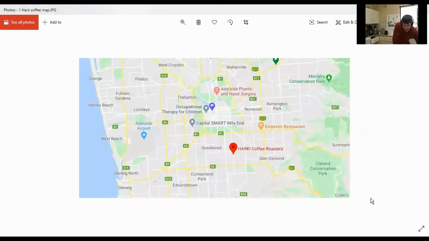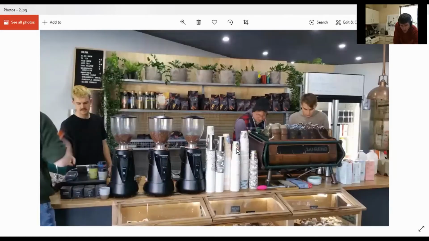So let's have a look together for a second. So where are we? Hark coffee roasters, over here nearby Goodwood. It's not really difficult to find, just Google it, it's really easy. The guys are really gentle. The last time I asked if I was able to get a picture, they were really friendly and said, yeah, of course, go for it.